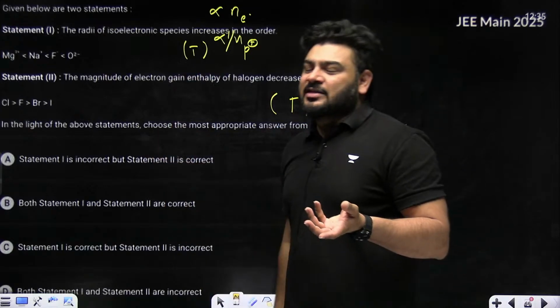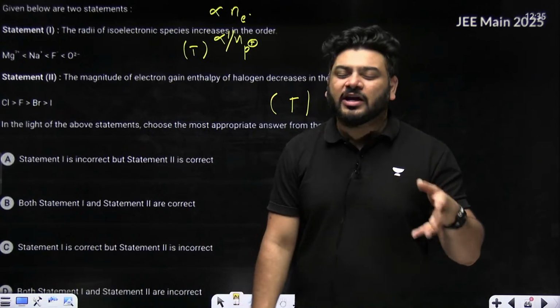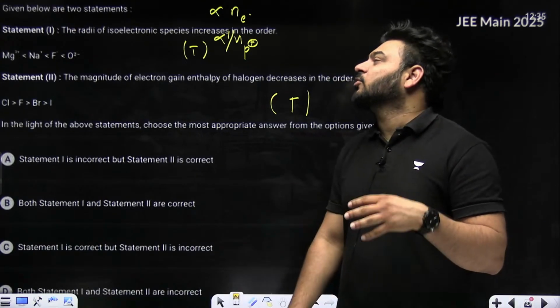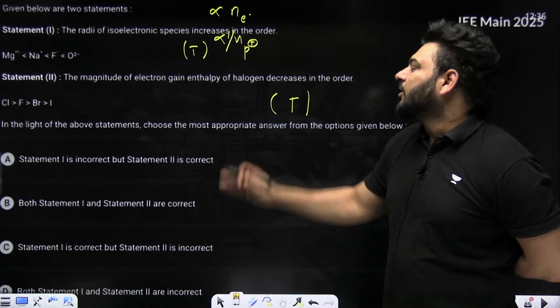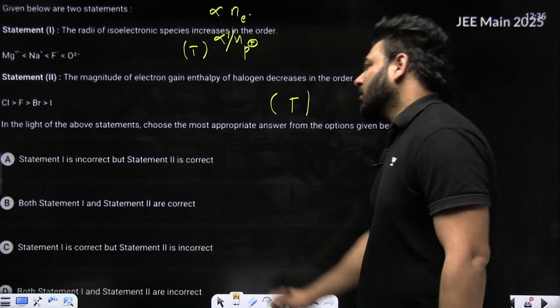The magnitude of electron gain enthalpy is Cl > F > Br, which is also true because this is factual. I told you the third period elements like chlorine have higher values because fluorine is very small in size and belongs to the second period, and repels the extra electron coming towards it. That's why it is a bit lesser than chlorine, but it will always be higher than bromine and iodine. I think both of them are correct.